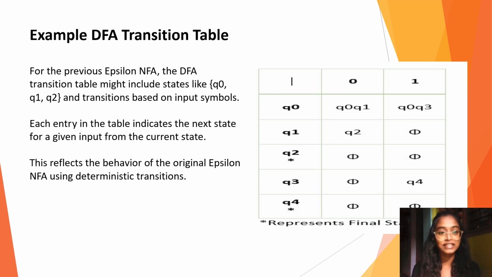Next, let us see the example of the transition table. For the previous epsilon NFA, the DFA transition table might include states like Q0, Q1, Q2 and the transitions based on the input symbols. Each entry in the table indicates the next state for a given input for the current state. This reflects the behavior of the original epsilon NFA using deterministic transitions.